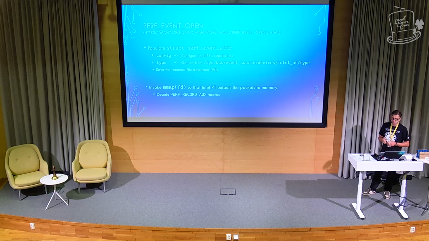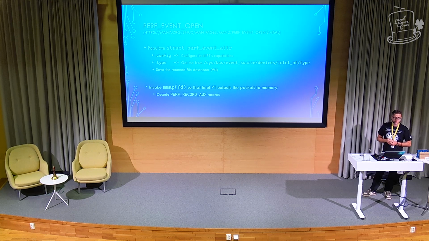And you have to go to the manual of this syscall. You have to see what data structures you have to populate. Maybe the most important data structure is perf_event_attr, where you have many fields, but two of them are very important. The config field, which says that you want to use the Intel PT hardware. And then the type, you have to take it from the sysfs to see what type you have to give to the syscall in order to detect more Intel PT functionality in the kernel.